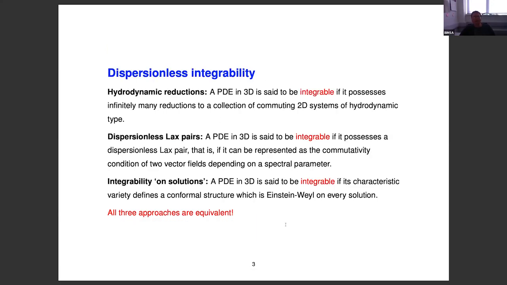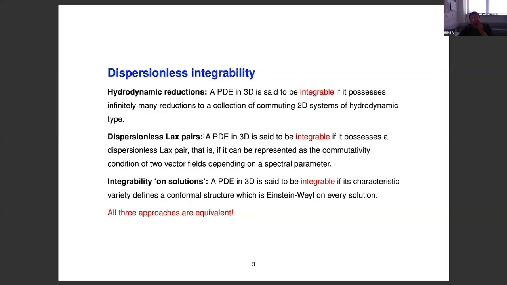A few words about dispersionless integrability. There are no formulas here. There is a method of hydrodynamic reductions. A partial differential equation in 3D is said to be integrable if it possesses infinitely many reductions to a collection of commuting systems of hydrodynamic type. If you have never seen it, this tells you nothing, but I'm not going to go into more detail here. Then there is a method of dispersionless Lax pairs.